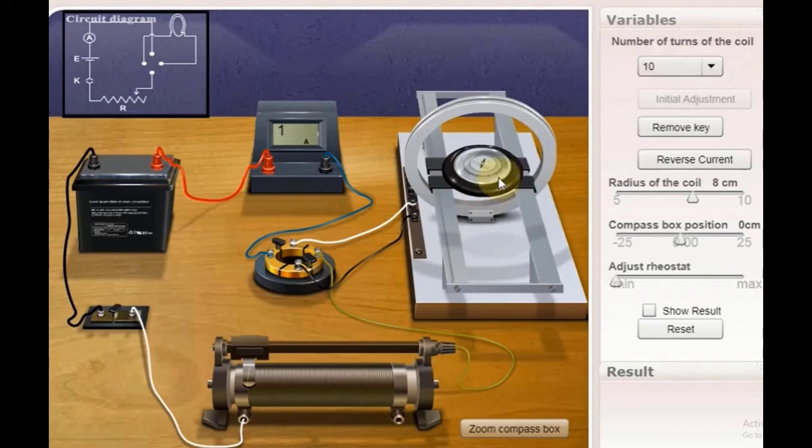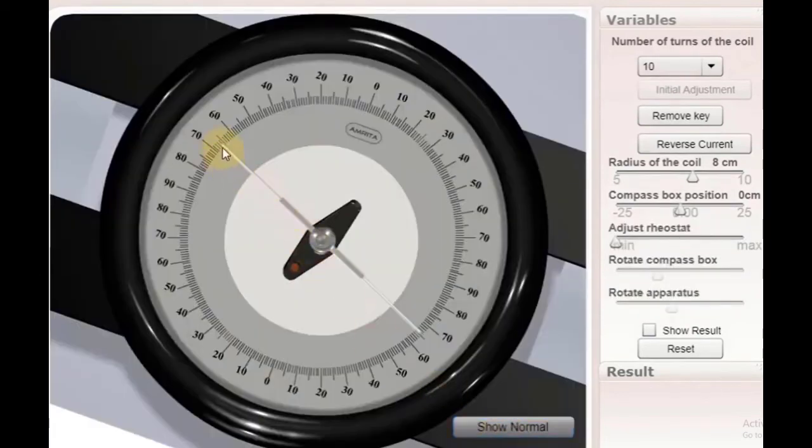So we need to see what is the angle theta. Click here, zoom compass box, and we can see here this is 66, and again this side is also 66. So this is your theta 1, this is your theta 2 for position X equal to 0.